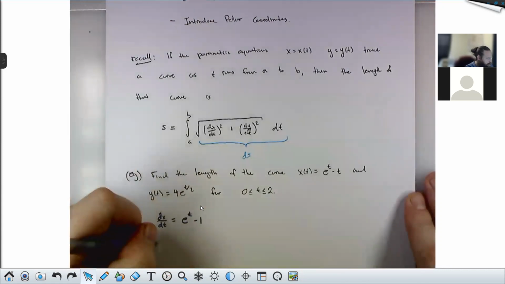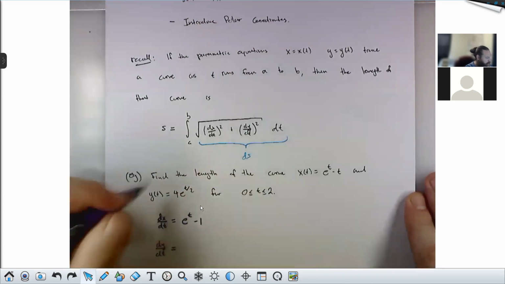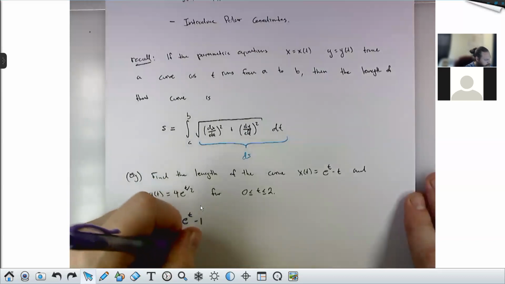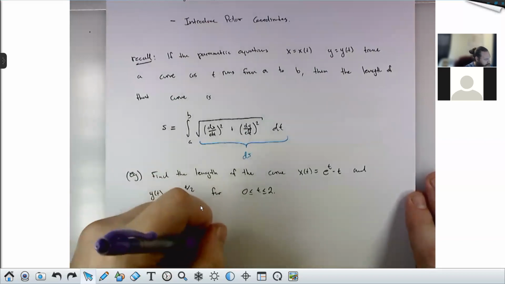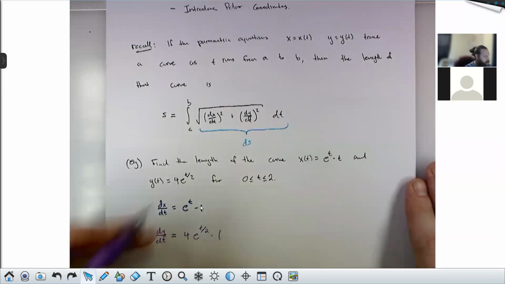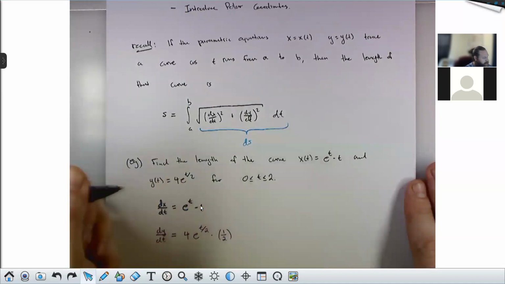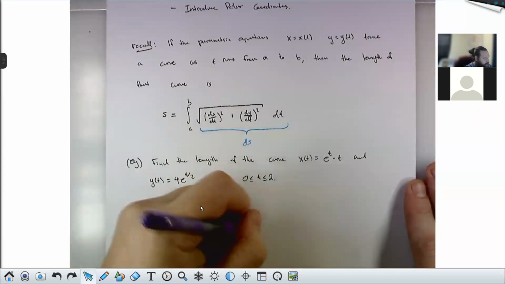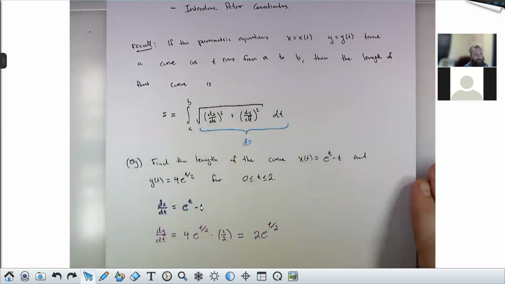dy dt is the derivative of 4 times e to the t over 2. Well, that's 4 times e to the t over 2 times the derivative of t over 2, right? It's a chain rule thing. And the derivative of t over 2 is 1/2. So the 4 and the 1/2, you can multiply these, you get 2e to the t over 2, like so, by the chain rule.